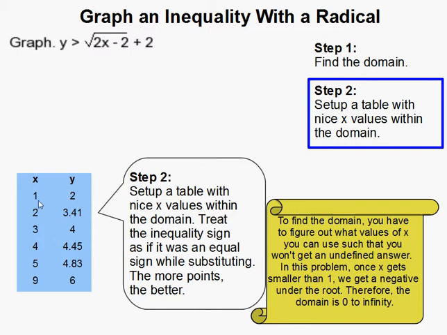So I substitute 1 here. 2 times 1 is 2, 2 minus 2 is 0, the square root of 0 is 0, and 0 plus 2 is 2. So that's where I get that. I just substituted and got all these points. The more points you have, the smoother your curve will be.